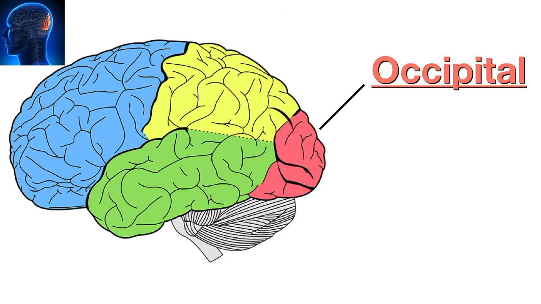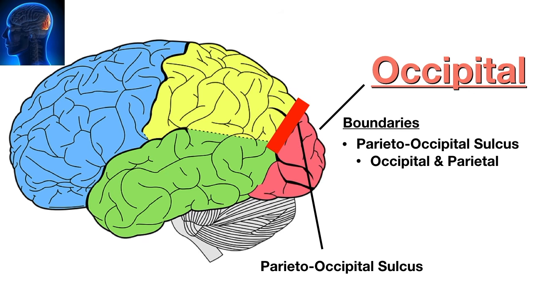The occipital lobe is located in the back of the brain, and there's a couple boundaries to know here. The first one we already talked about, which is the parietal occipital sulcus, and this is going to separate the occipital lobe from the parietal lobe.